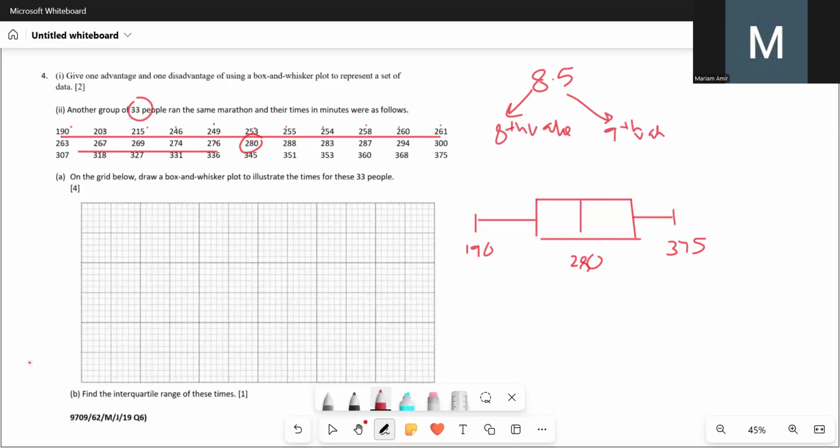So 3, 4, 5, 6, 7, 8. This is the 8th value. This is the 9th value. So what's the average of 254 and 258? That's going to be 256. So the lower quartile is 256.